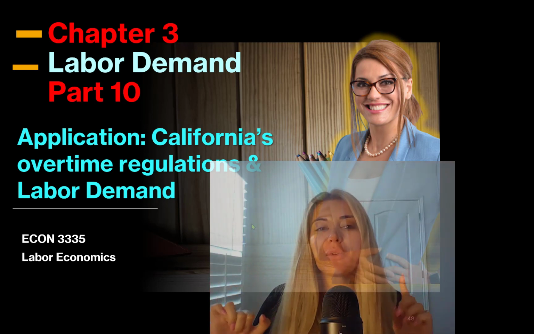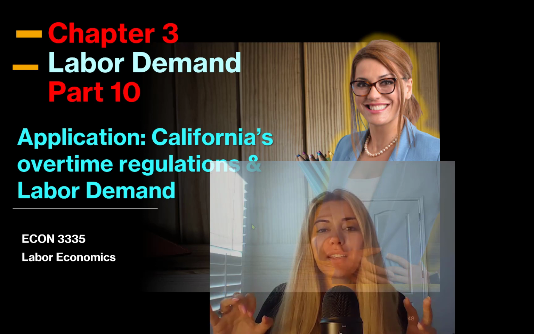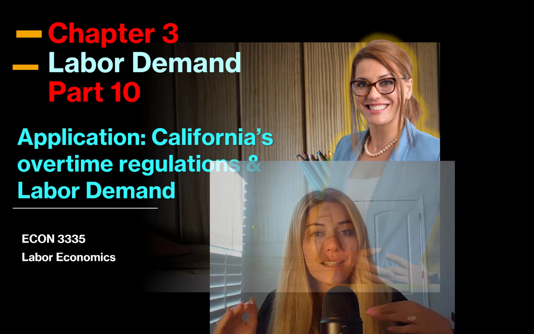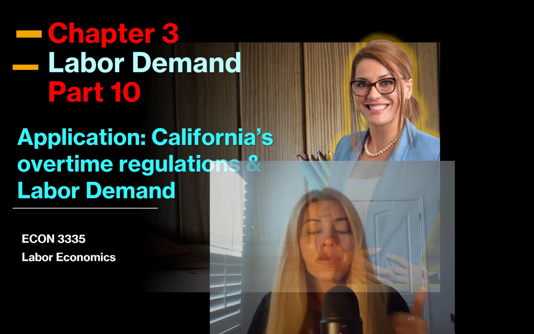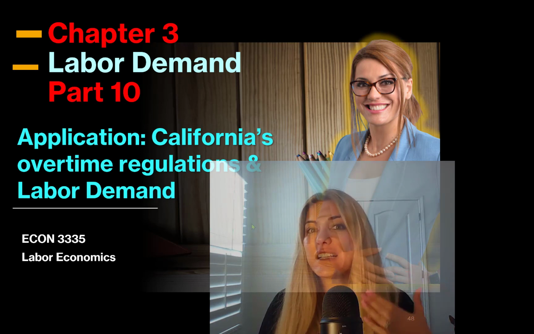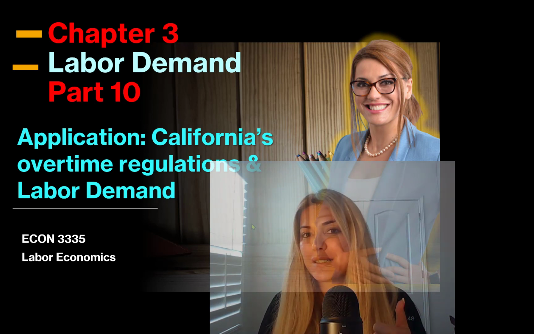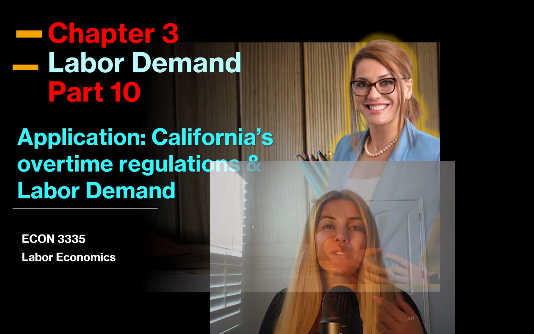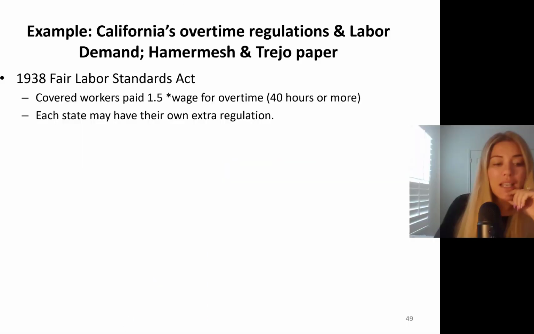We are learning labor economics and this is the labor demand chapter, very last part. In this part, we are going to talk about an application: California's overtime regulation and labor demand for different genders. We're going to apply the difference-in-differences estimator we learned in the previous chapter. Remember natural experiments? Let's get started.